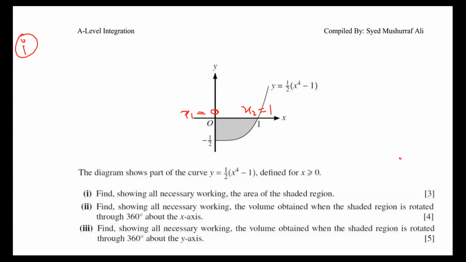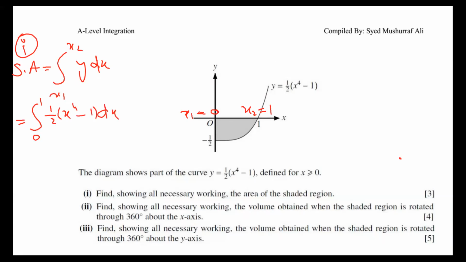So shaded area SA. What is the about x-axis formula? x1, x2, y, dx. Every time make a habit of writing the formula, inshallah it will become easy for you. 0 to 1, and the y value is coming here: half times x to power 4 minus 1, dx. And I said a lot of times, the half is multiplying the whole, so you can write it outside. So I'm writing half outside to make it easy for me.